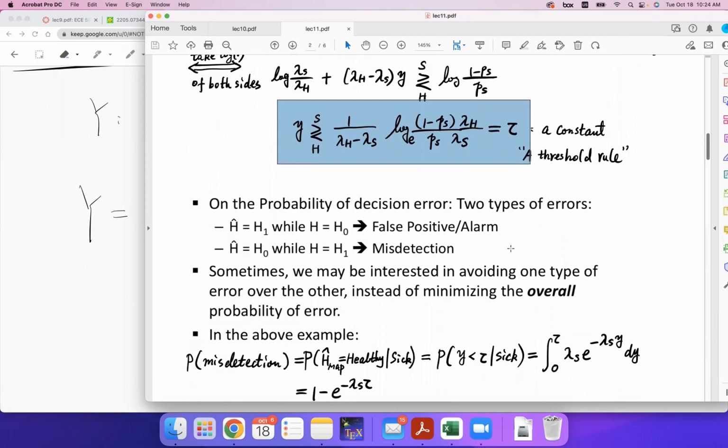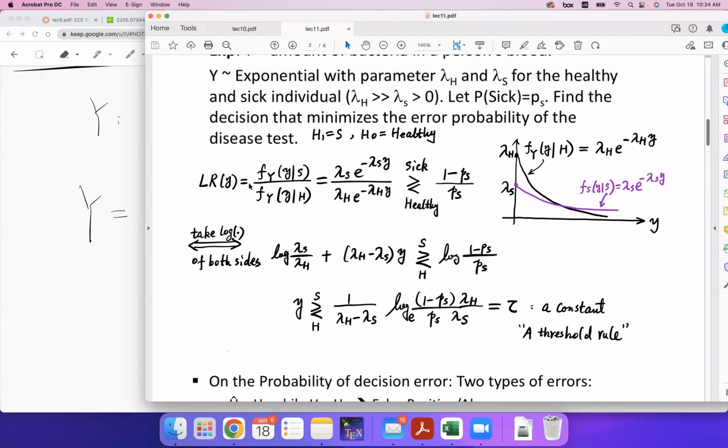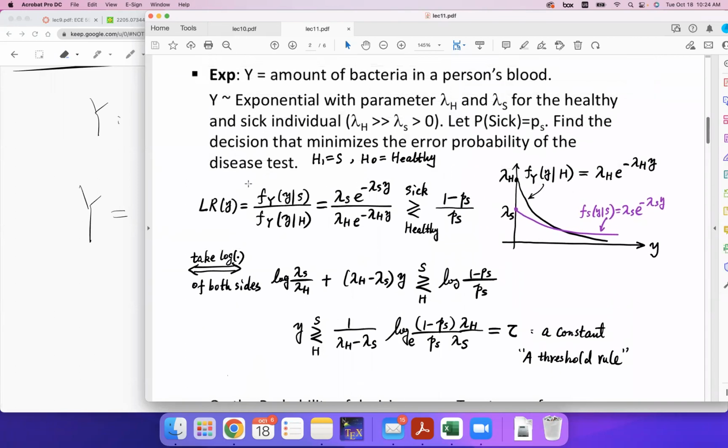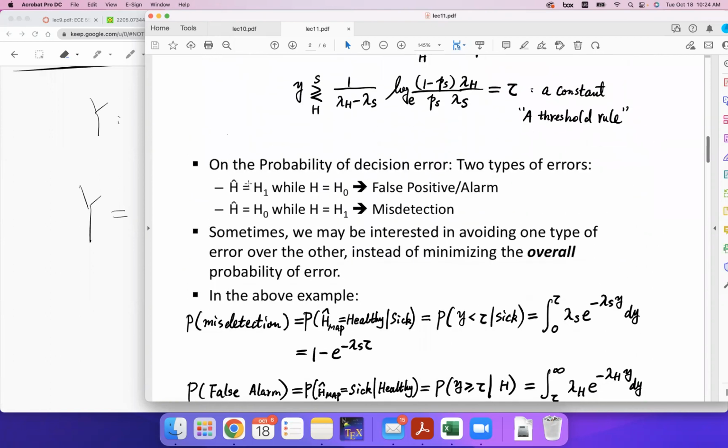Now, inevitably, sometimes you will make errors. For example, it is likely that a healthy person somehow has a lot of bacteria in the blood, or a sick person somehow does not have much bacteria in the blood. These rare events can happen, and under these events, your decision rule will be wrong.